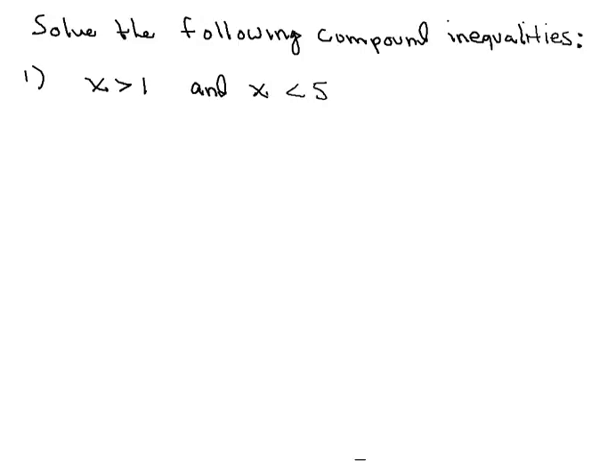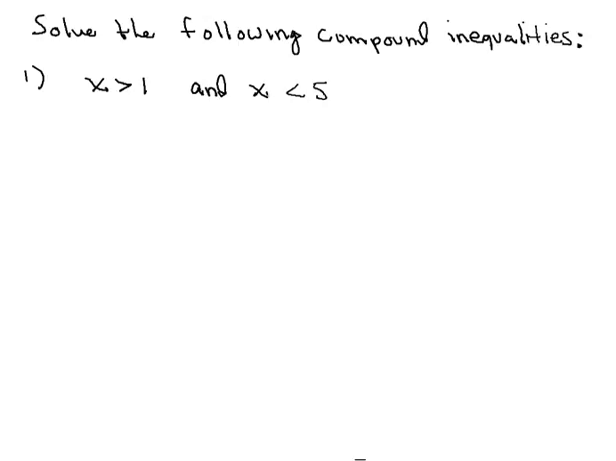Now you just learned that a compound inequality is one in which you have two inequalities joined by the word and or the word or. Now what we're going to do next is consider some simple compound inequalities to establish a procedure that can be used to solve more complicated ones. And our first example is this: x greater than 1 and x less than 5.